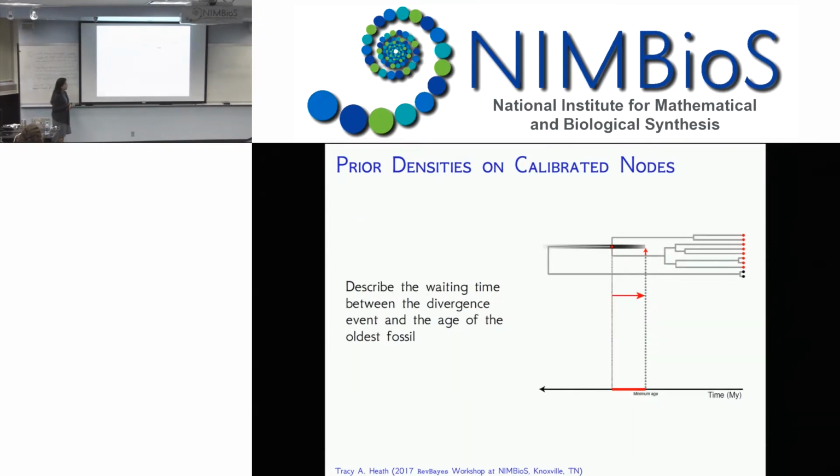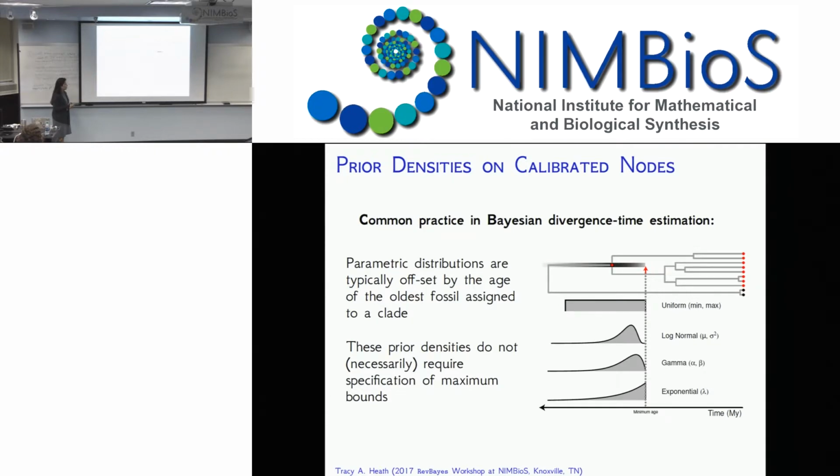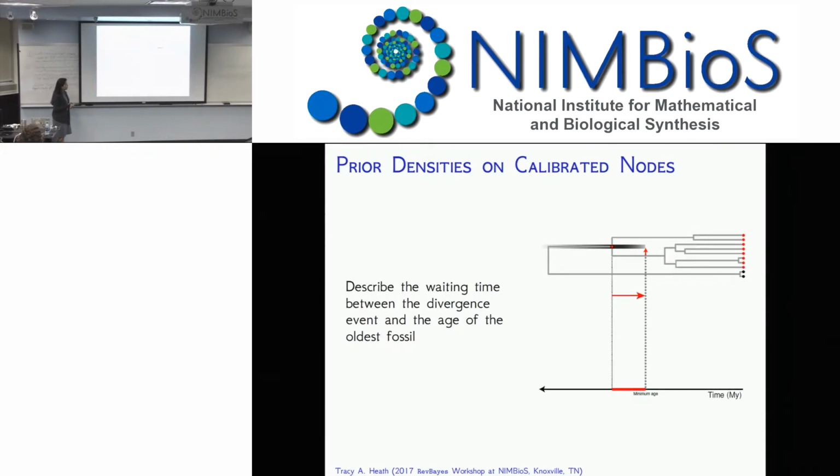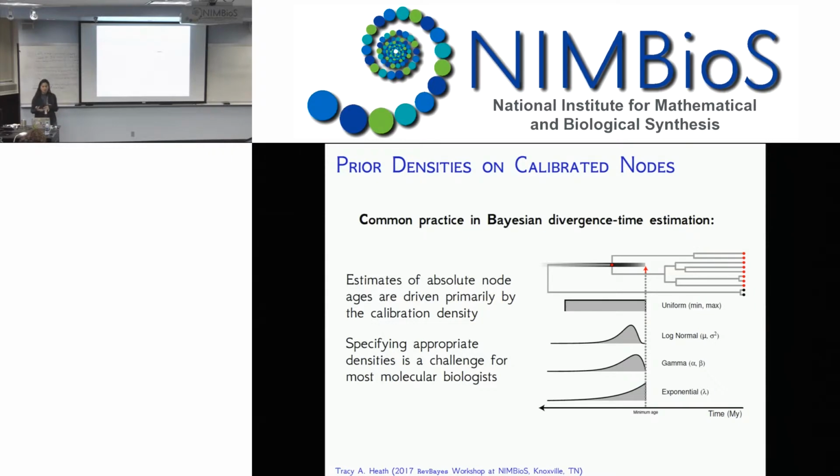So this is where they become pretty tricky. What these calibration densities are doing, so here we have a gamma distribution or a log normal, and if we choose one of those, we want that distribution to describe this waiting time between the speciation event and the appearance of the oldest fossil recovered for that clade. If you have a lot of understanding of the fossil record in your group, this might be something intuitive that you can do. But most neontologists, like most of us in the room, I think there's only two paleontologists here, have a really difficult time specifying this, and I think even paleontologists do.